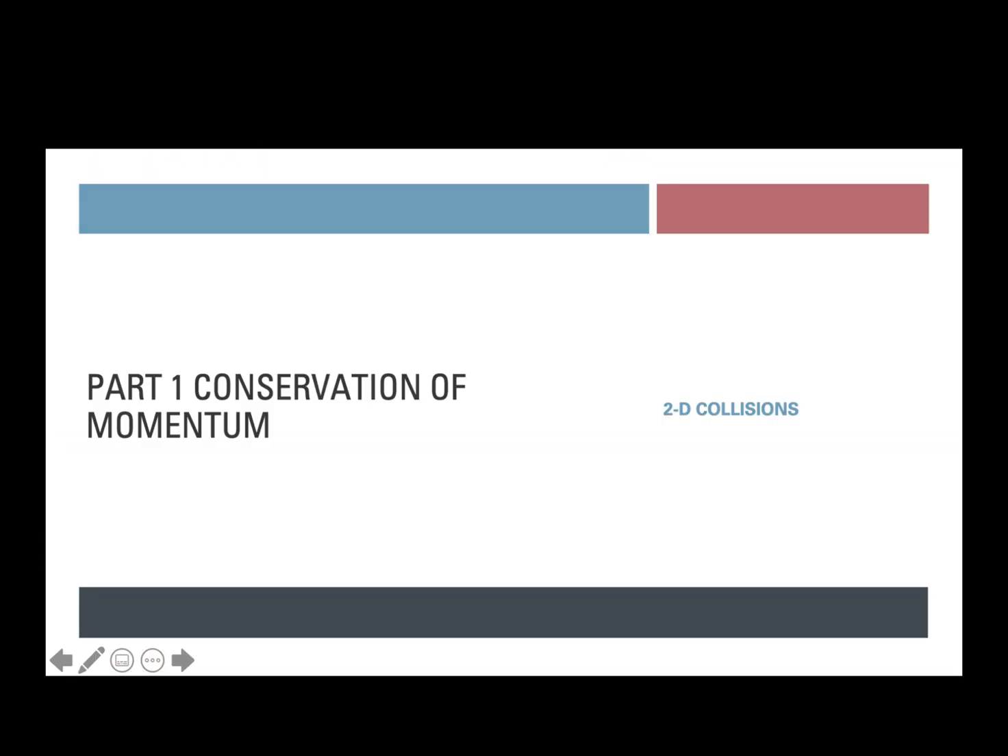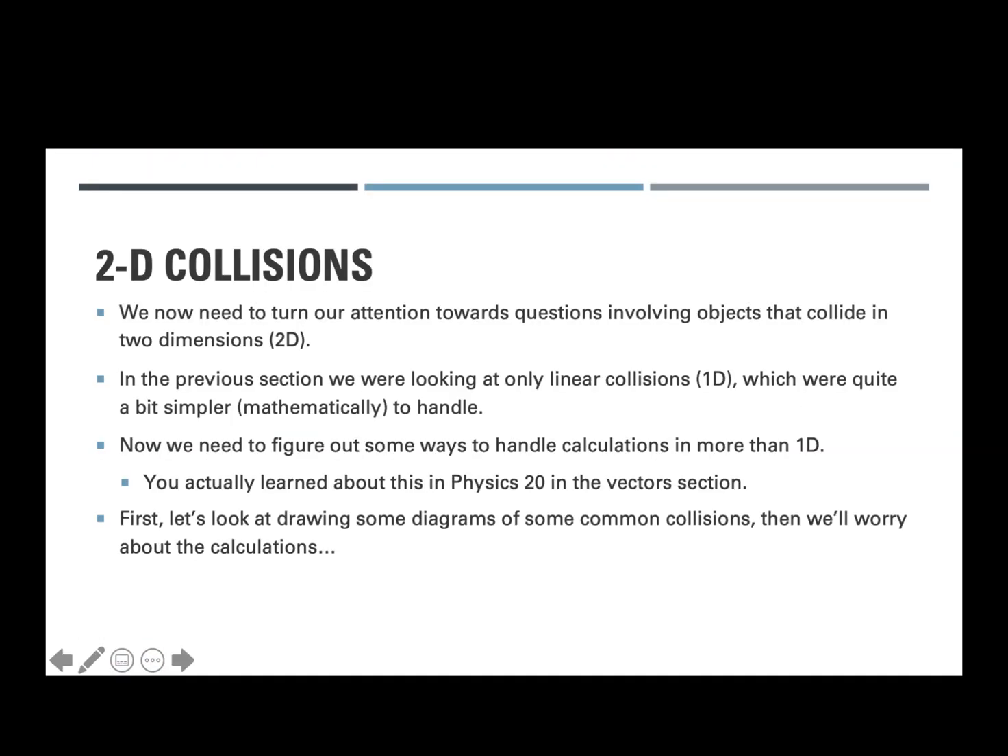of momentum with talking about some 2D collisions. So this is a little different than one-dimensional collisions, just in one aspect. We've got to worry about a horizontal and a vertical. So that is what we're going to be doing here. So let's take a quick look.